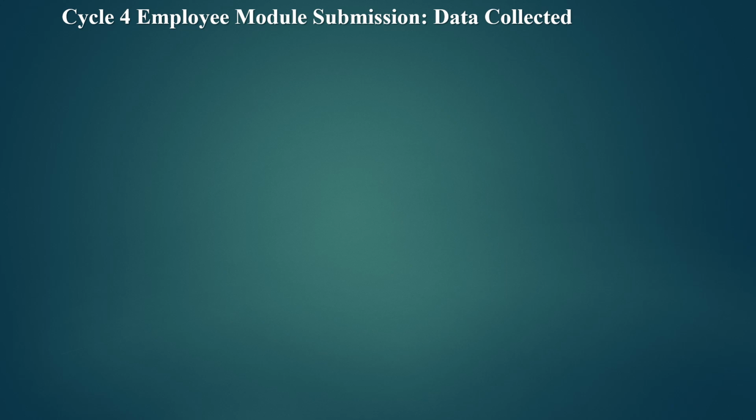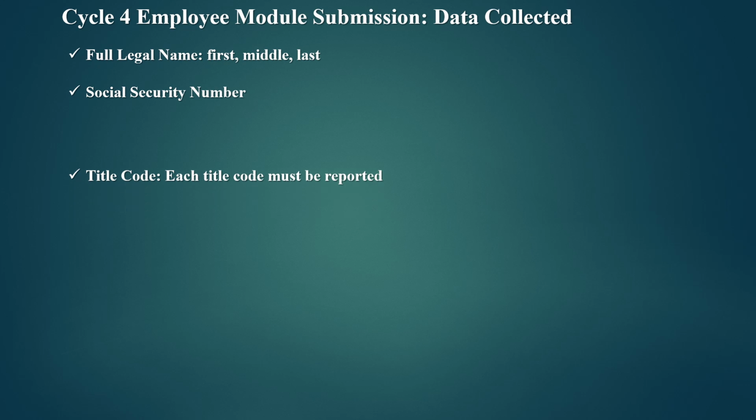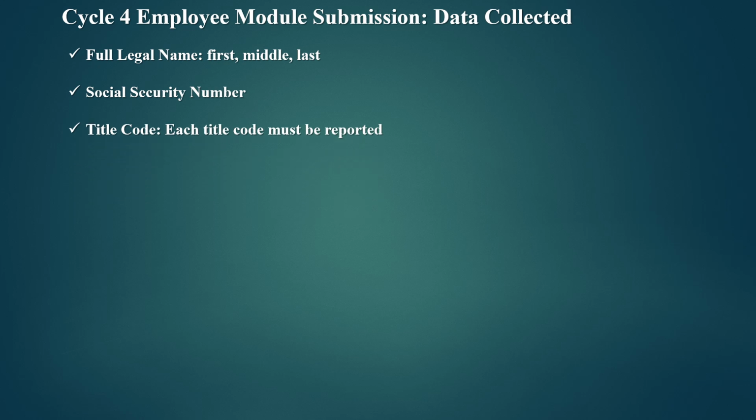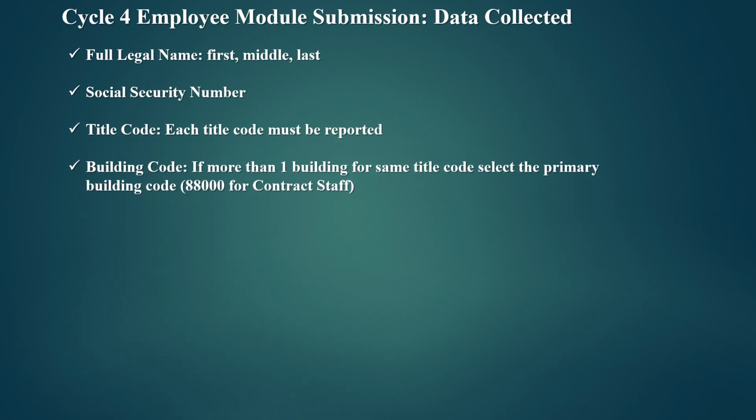These are the fields that are pulled for employees in Cycle 4. Full legal name, first, middle, and last. Social Security number. Title code, in which each code must be reported. Building code. If there is more than one building for the same title code, please select the primary building. 88,000 is for contract staff only. Grade level, which represents only K through 12. Early childhood students must be reported separately.